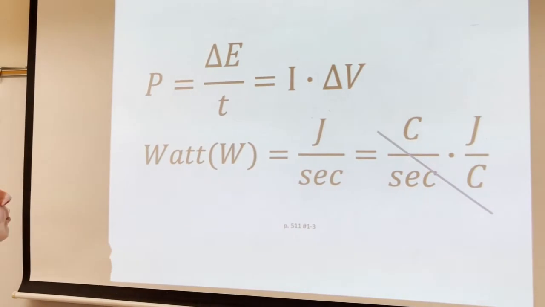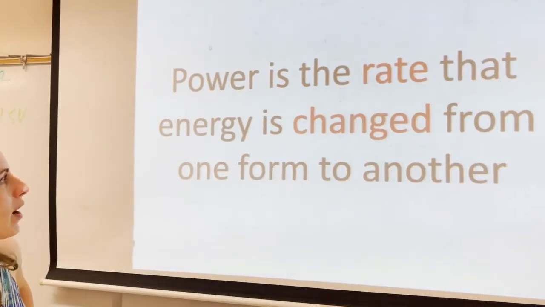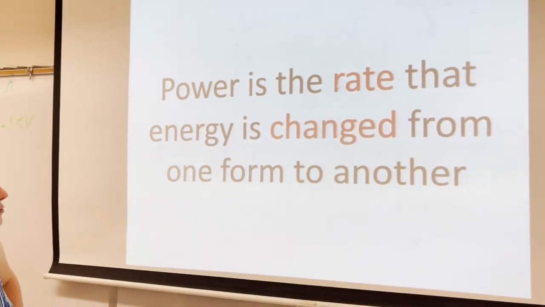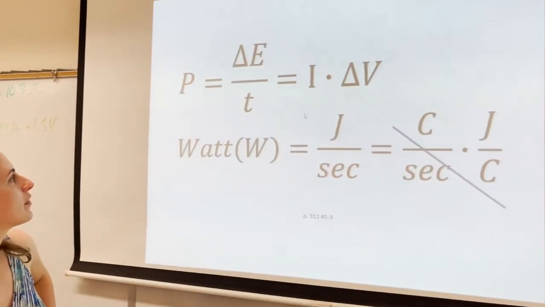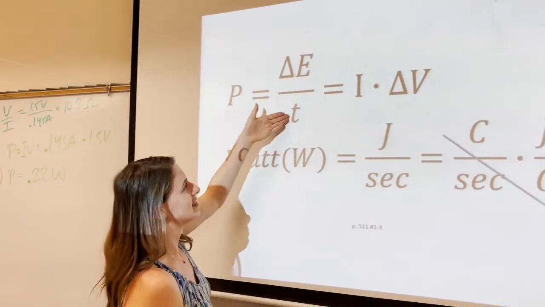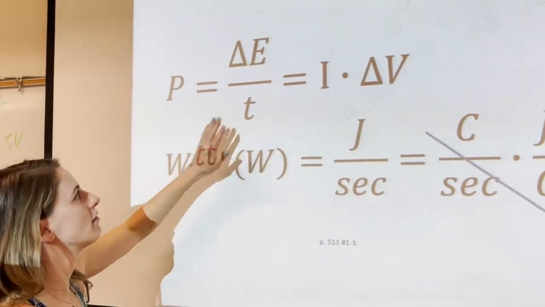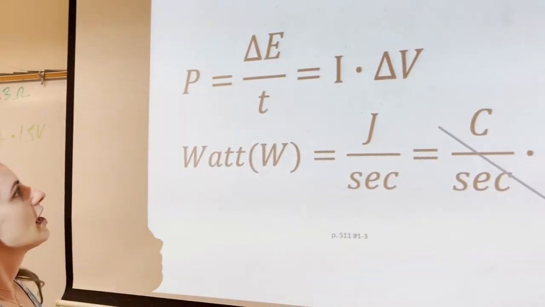So here is our equation for power. We just said that power is the rate that energy is changed from one form to another. So a rate, just like velocity, meters per second. It's got time on the bottom, and then energy at the top. The rate of time that energy changes. Okay, a rate.